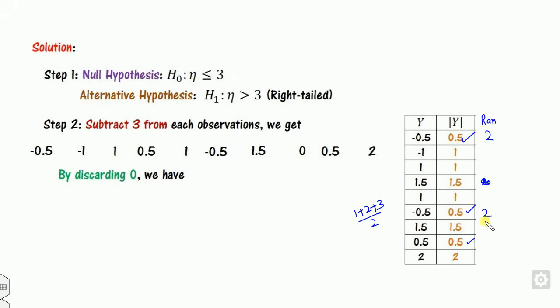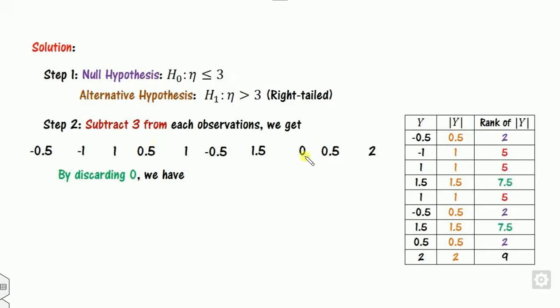Sorry, these are there. After that the smallest number is 1. Again it appears 3 times, and 3 positions are already taken, so positions 4, 5 and 6 divided by 3 gives 5. So this is 5, 5, 5, and the next one is 1.5, and the next one is here. So you will get these ranks.